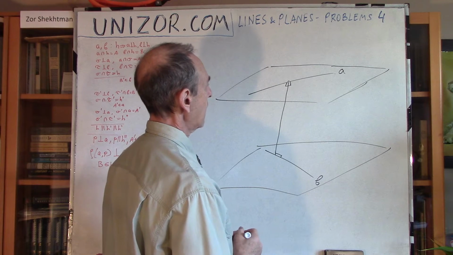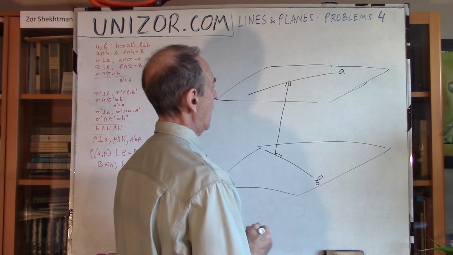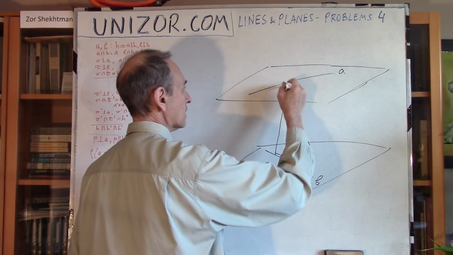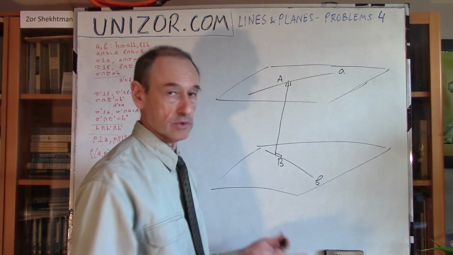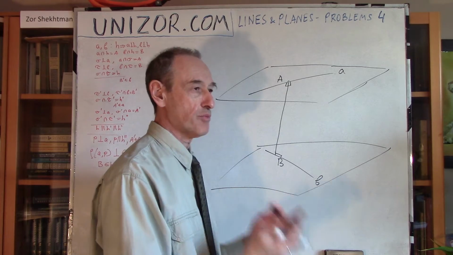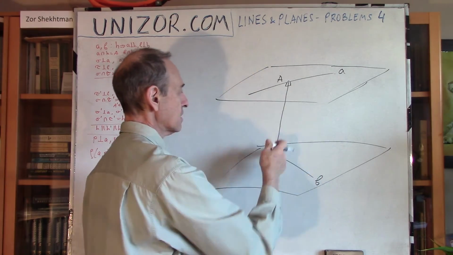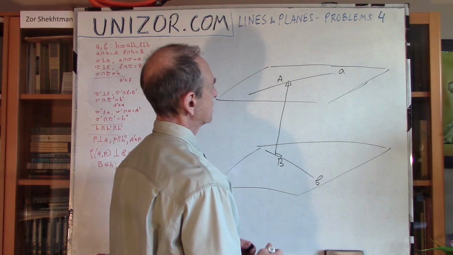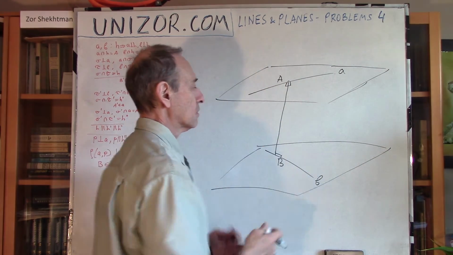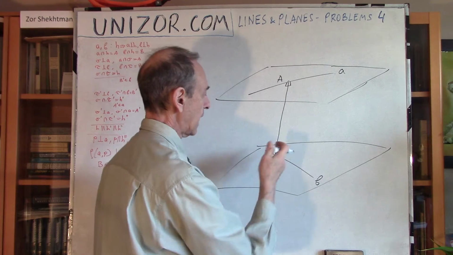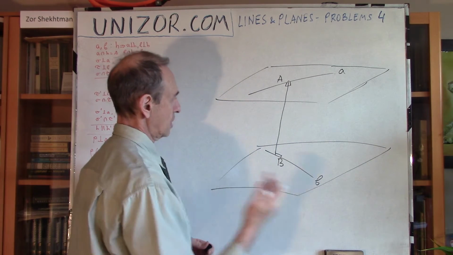If I have a plane, let's assume that I know these two points, A and B. Actually, the problem is all about finding these two points. So let's assume that my common perpendicular does exist. This is from point A to point B, which I still have to find.